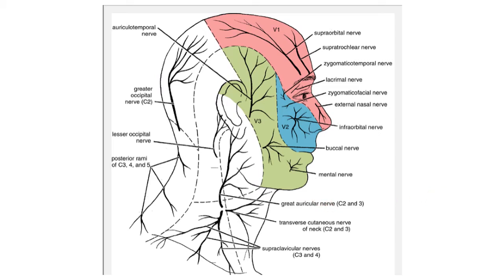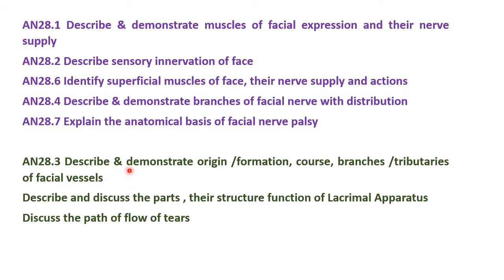Now let's go on to what we are going to study in this particular lecture. We will be describing and demonstrating the origin, formation, course, branches, or tributaries of the facial vessels, be it facial artery or facial vein. Describe and discuss the parts, their structure, and function of the lacrimal apparatus, and we will be discussing the path of flow of tears.